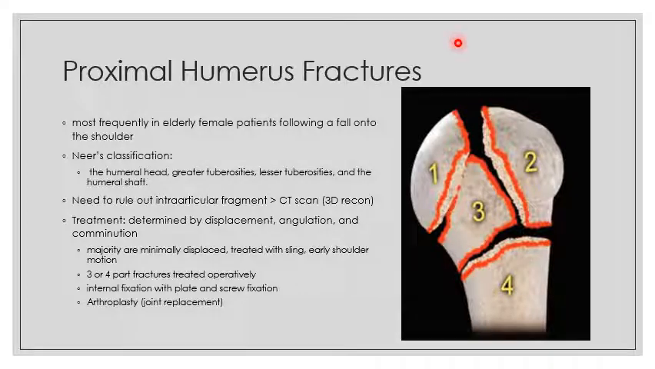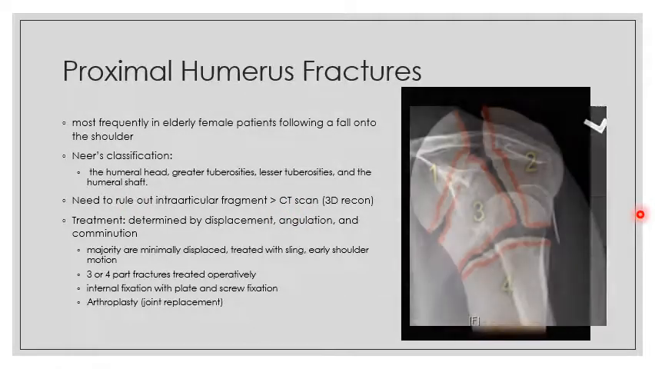So if there's only 1 or 2 parts that have been separated, it could be treated with a sling or early shoulder motion. But if there's a 3-part fracture, then you should consider operation. But it's important that you rule out any intra-articular fragment. So some would actually request a CT scan with 3D reconstruction.